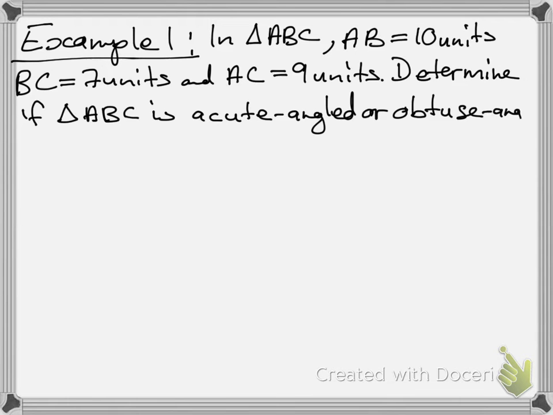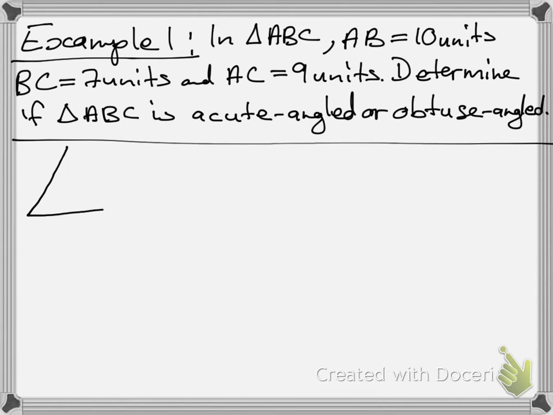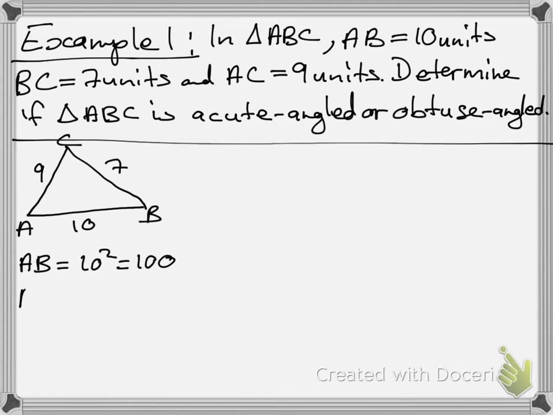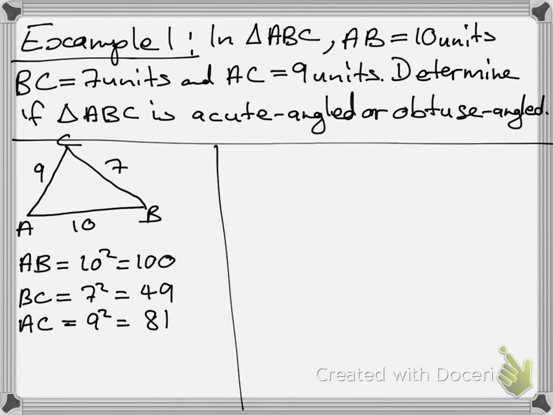So what we are going to do, we do a sketch of the triangle, right? ABC, we put the dimensions in there, and then we find AB squared. What is our AB squared? What is our BC squared? And what is our AC squared? So we're looking for AB squared, BC squared. So AB squared is 100, BC squared is 49, and AC squared is 81.